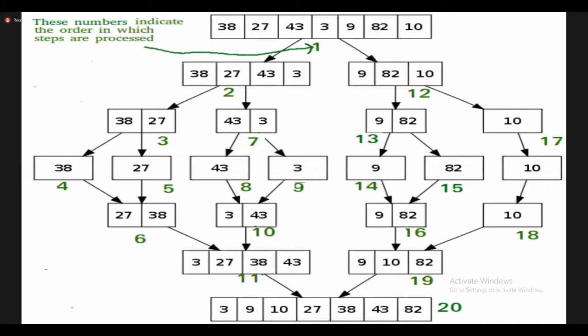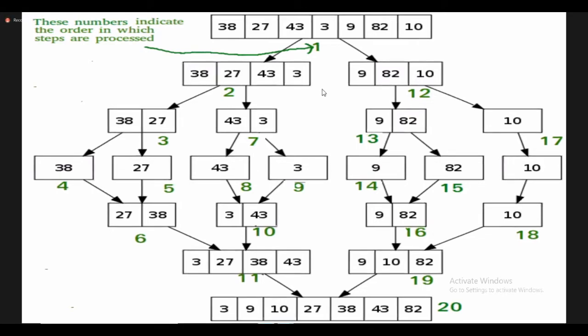So you divide the array into two parts. The first part contains the values from 0 to mid, and the second part contains mid plus 1 to size minus 1. So first part is 0 to mid, meaning 0 to 3. So 0th element 38, 1st element 27, second element 43, third element 3. Next, mid plus 1, which is 4. The fourth element to sixth element is the second part: 9, 82, 10.